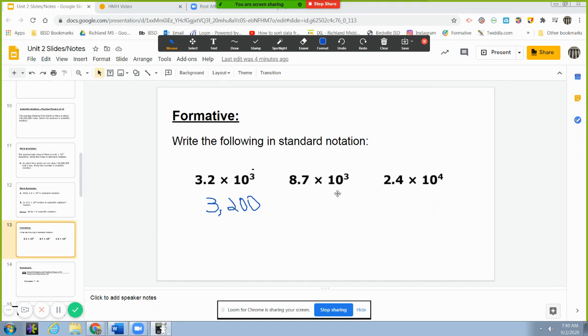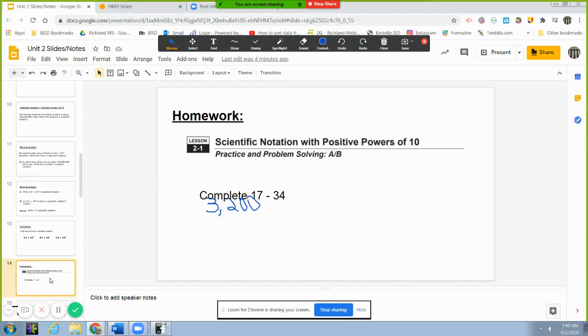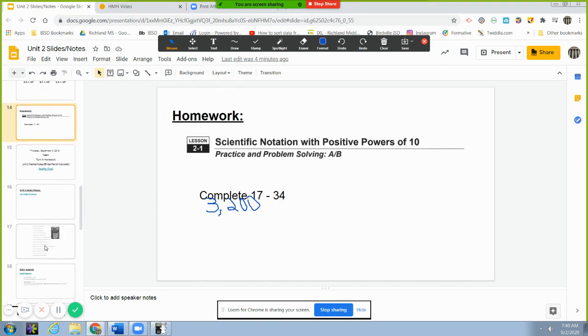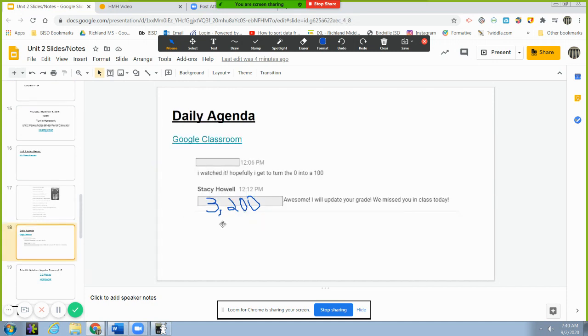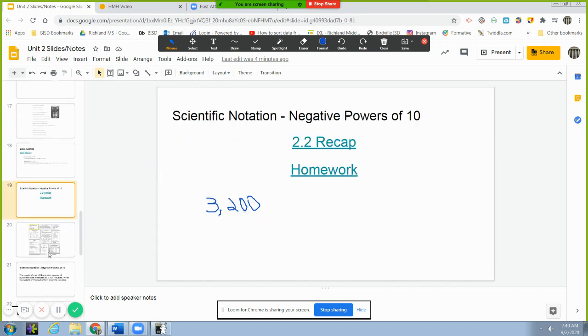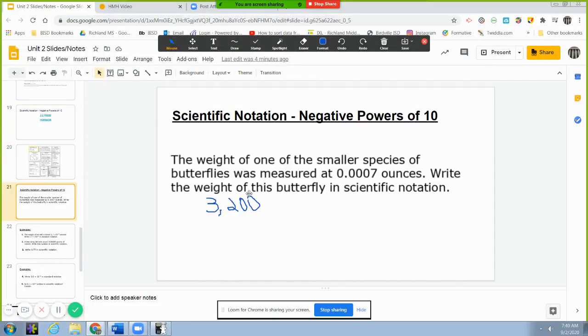Okay, I'm not going to do these. Let's keep going. That would be your homework in the good old days. Let's see. I want to look at some small numbers and put them into scientific notation quickly.